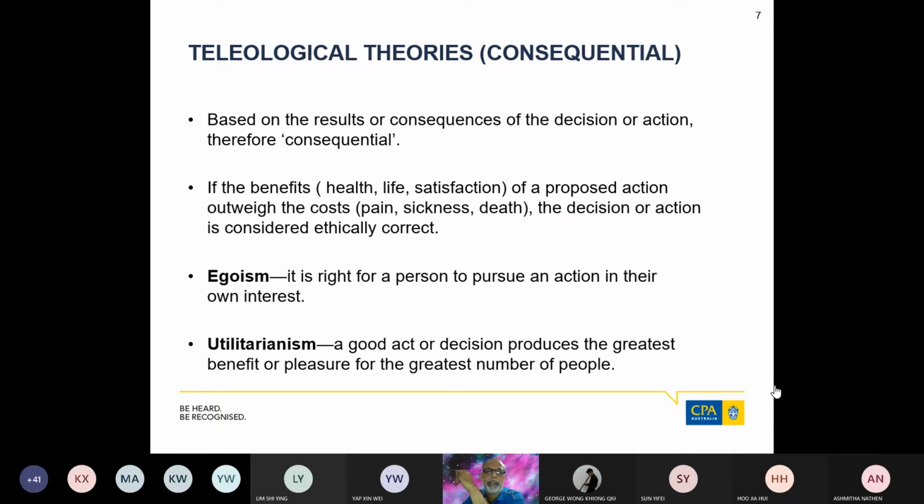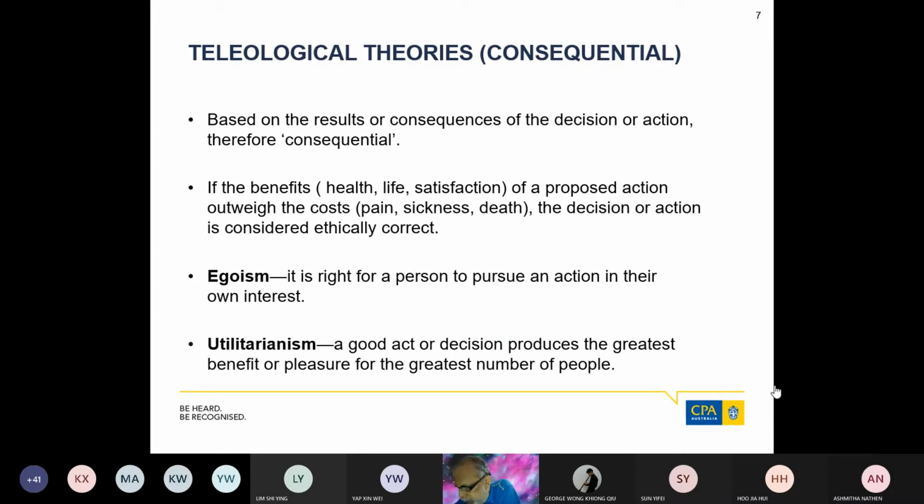So let's look at the teleological theories. Teleological theories are consequential. So this means it's based on the consequence or the outcome. So an action will be dubbed as ethical or unethical based on the outcome, based on the consequence. So this is what they call a teleological theory. Now, for example, if the benefits as in health, life, satisfaction of a proposed action outweighs the costs, pain, sickness, death, the decision or action is considered ethically correct.